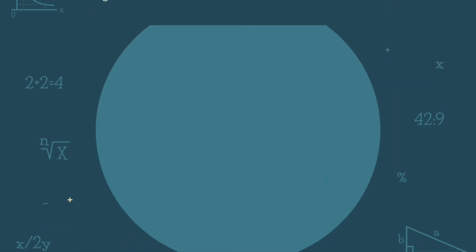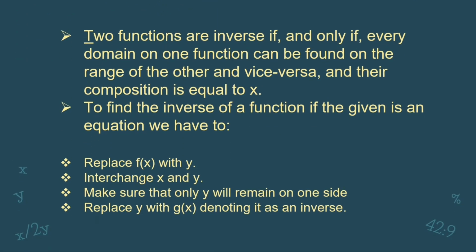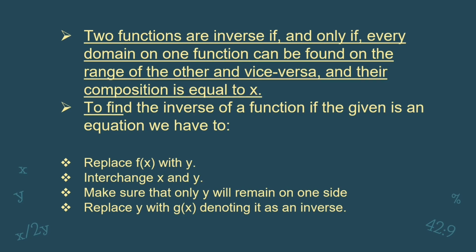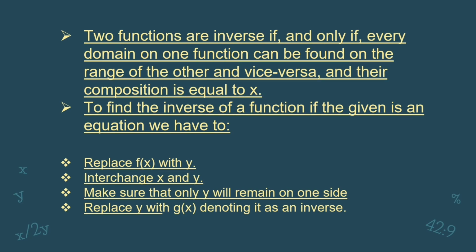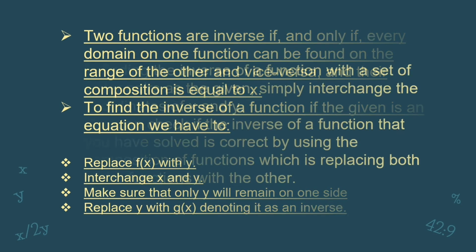Now, as a review of what we've learned today, two functions are inverse if and only if every domain of one function can be found in the range of the other and vice versa, and their composition is equal to x. To find the inverse of a function if the given is an equation, first, we have to replace f of x with y. Next, interchange x and y. After, we make sure that only y will remain on one side. And lastly, replace y with g of x, denoting it as an inverse.